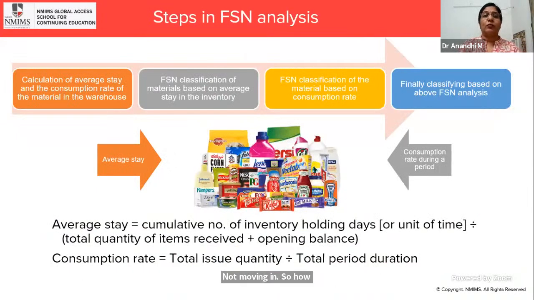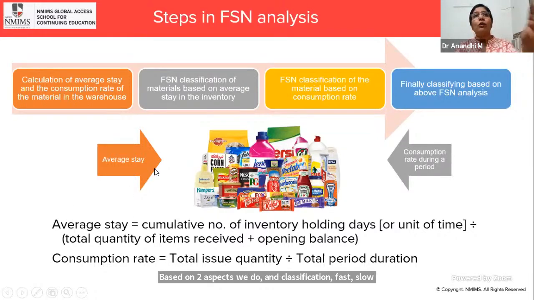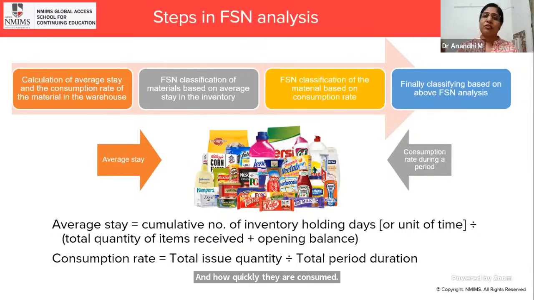So how should we do this classification? We do FSN classification, fast, slow and non-moving, based on two aspects. First, the average stay of the product on the shelf, how long the product stays on the shelf. The shorter the period, the more fast moving it is considered. Second, how quickly they are consumed. More consumption of that product means it is considered fast moving. Both are extreme ends: average stay should be low and consumption should be high.